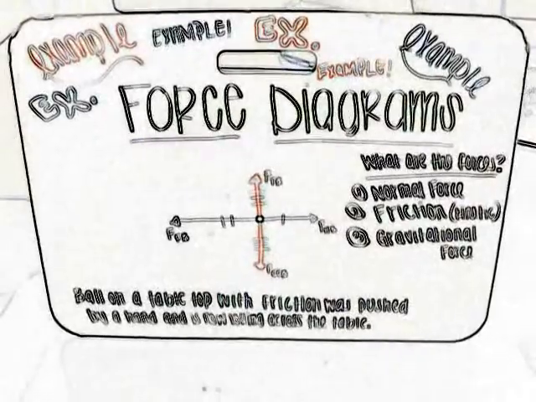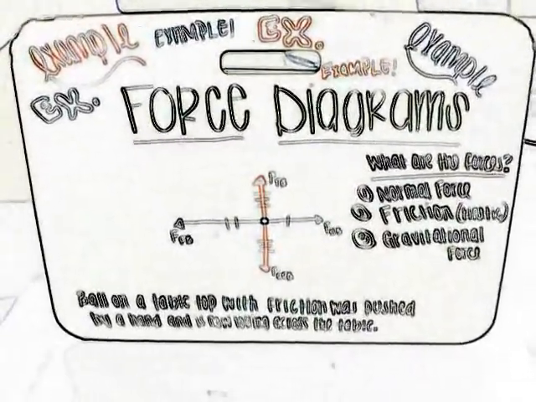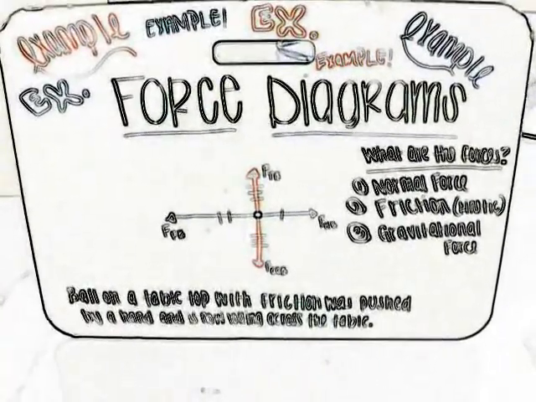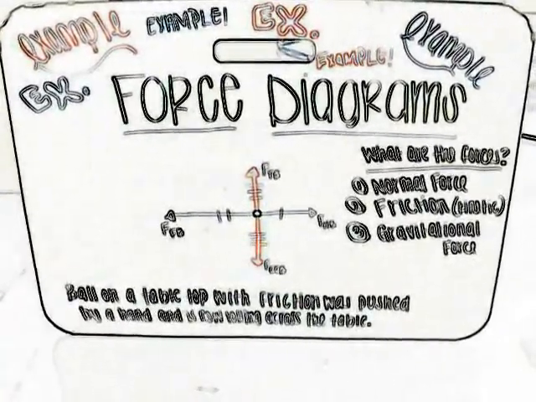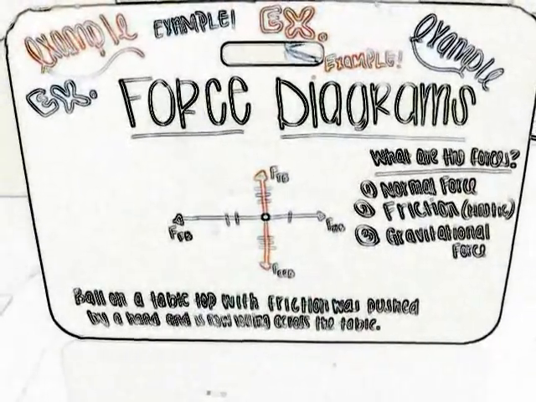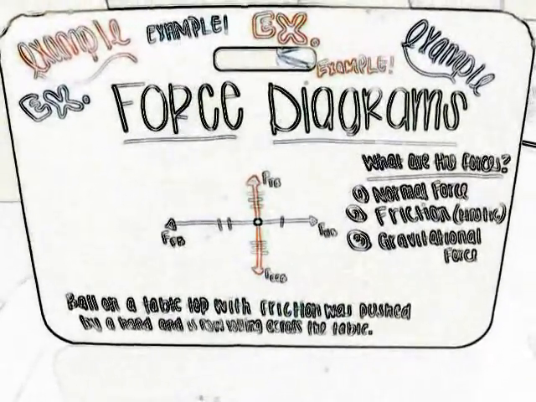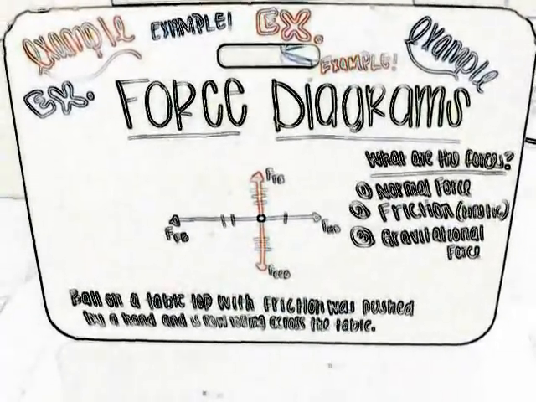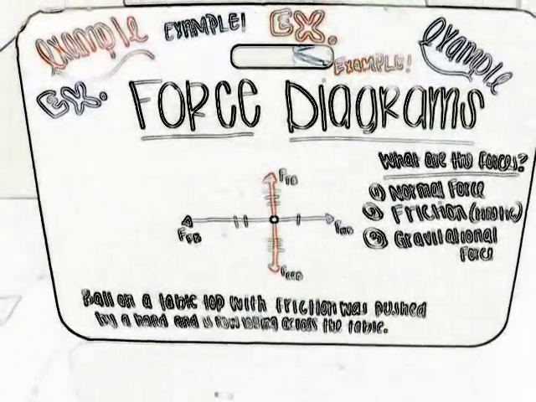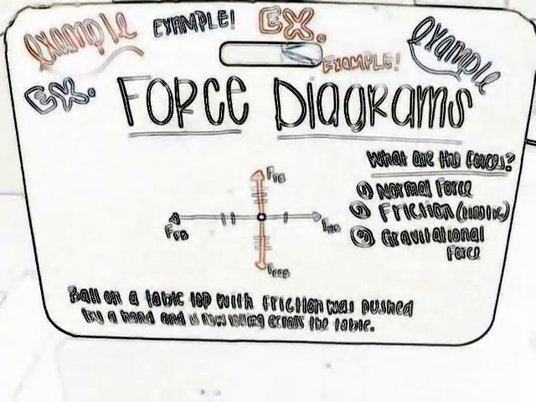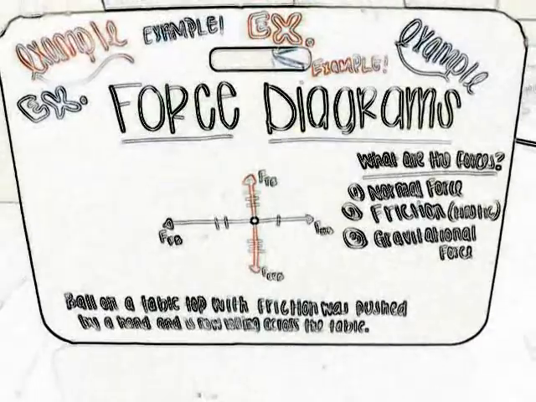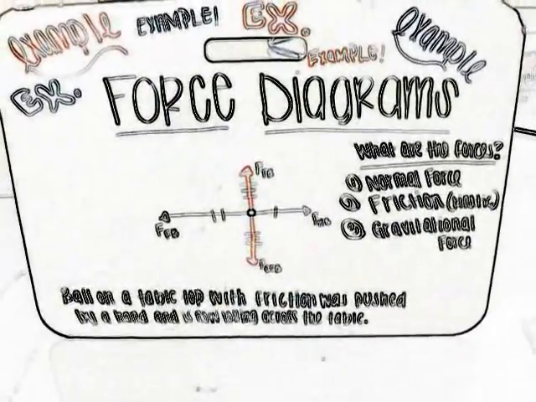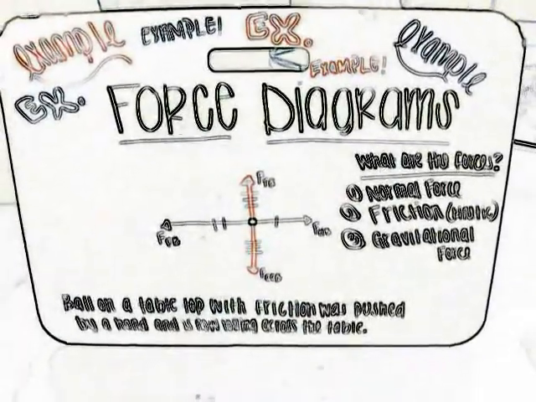In this example, a ball on a tabletop with friction was pushed by a hand and is now rolling across the table. What are the forces acting on the ball? A normal force by the table and a previous normal force from the hand that pushed the ball. Kinetic friction is acting on the ball by the table. The friction is kinetic because the ball is still in motion. Finally, gravitational force acts on the ball from the entire Earth.